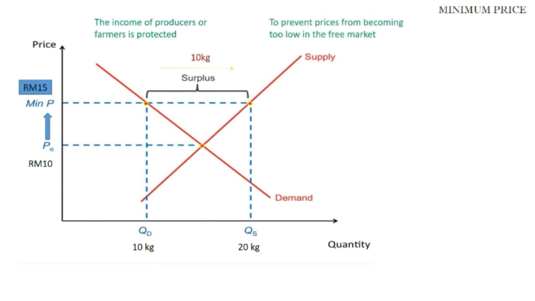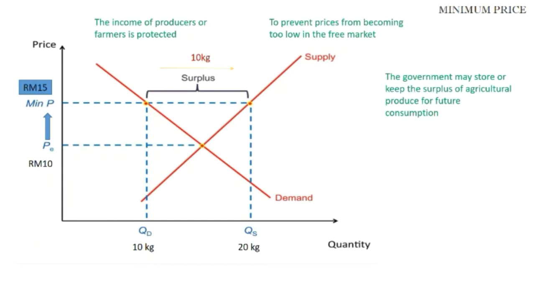Number 2, minimum price also can prevent prices from becoming too low in the free market. Number 3, the government may store or keep the surplus of agriculture produce for future consumption. For example, the government may keep the surplus of banana for future use if there is any shortage.